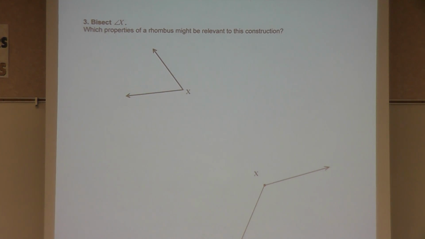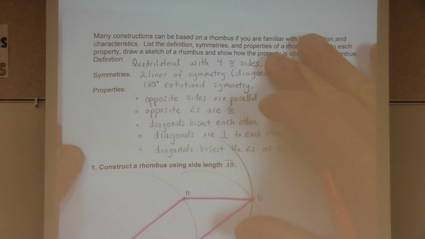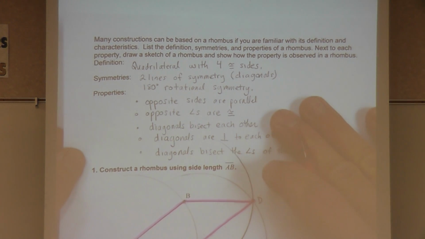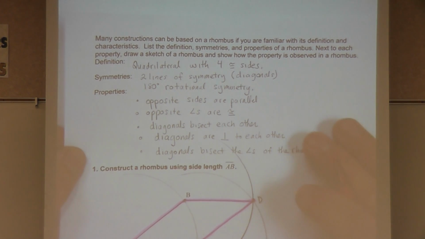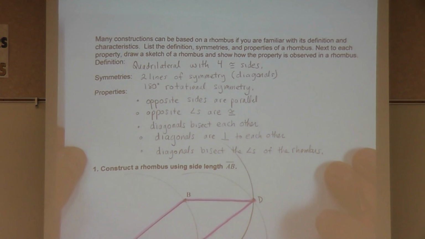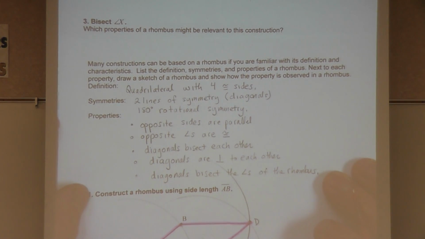In a previous video, I went over the multiple properties of a rhombus. Besides the definition, all four sides are equal, there are multiple properties. Opposite sides are parallel, opposite angles are congruent, diagonals bisect each other, diagonals are perpendicular to each other, and the diagonals bisect the angles of the rhombus. In order to construct an angle bisector, we're going to use this last property. The diagonals bisect the angles of the rhombus.